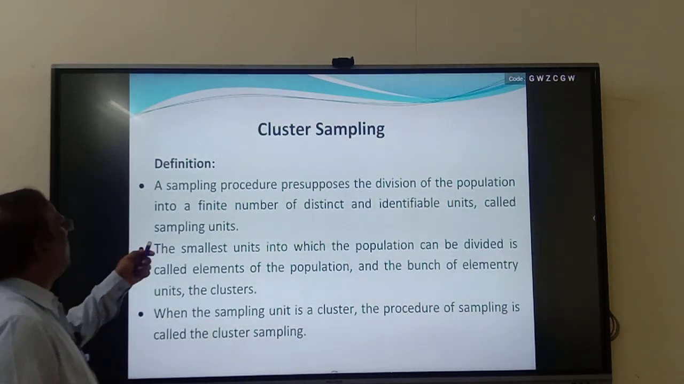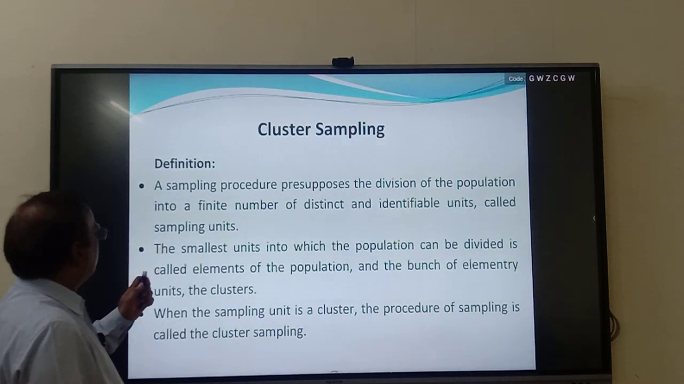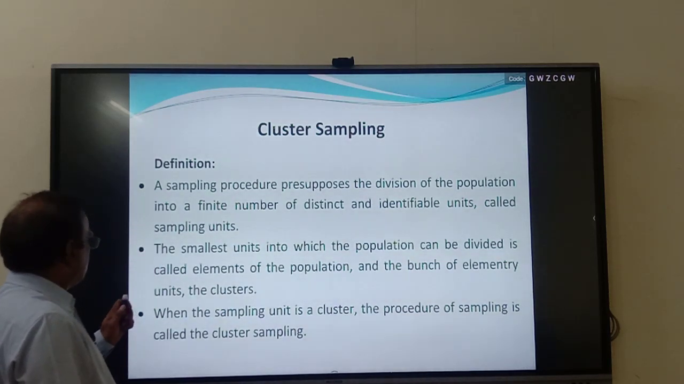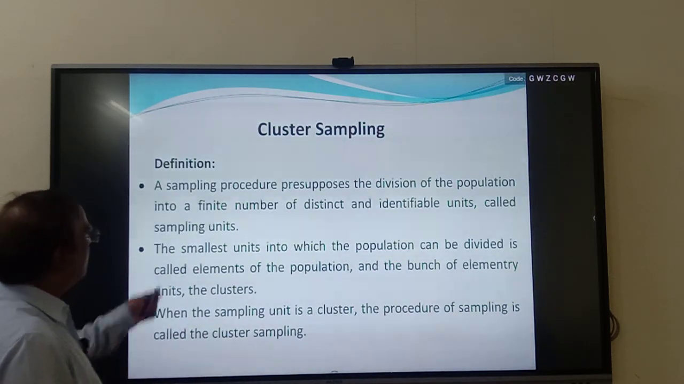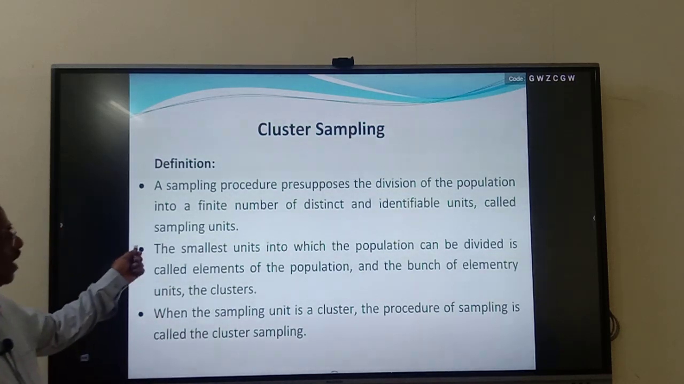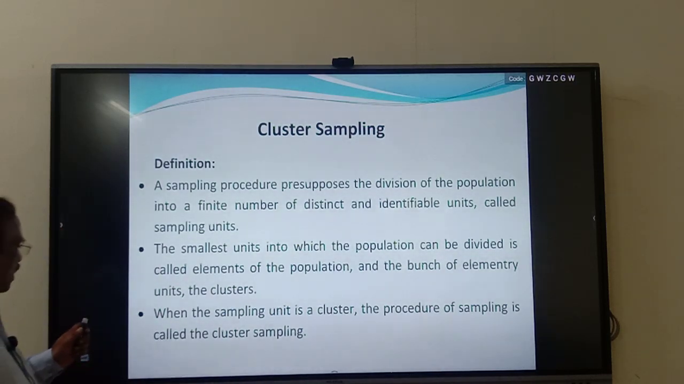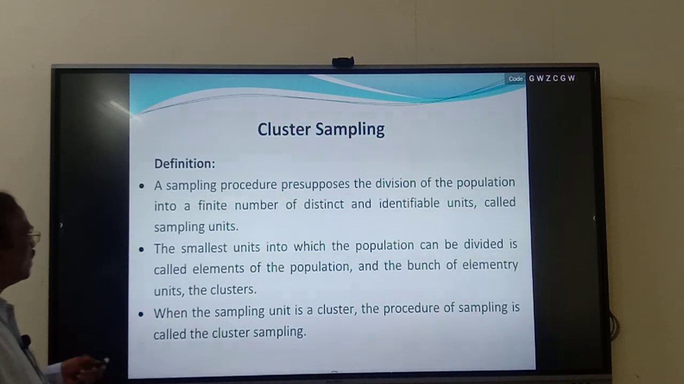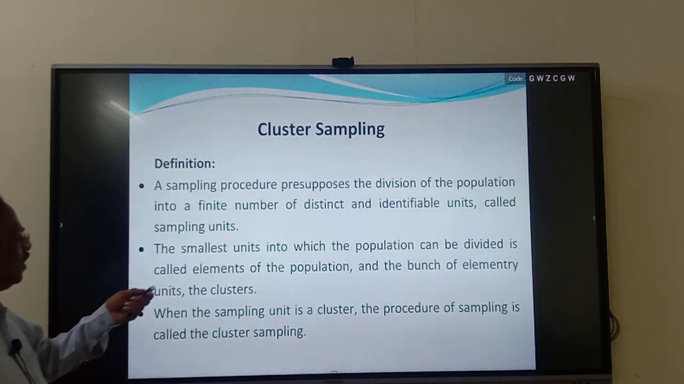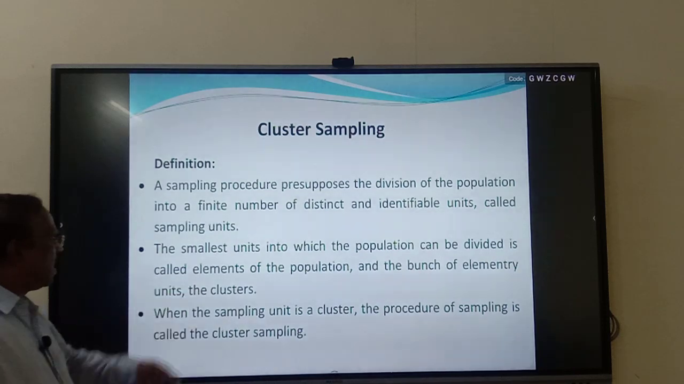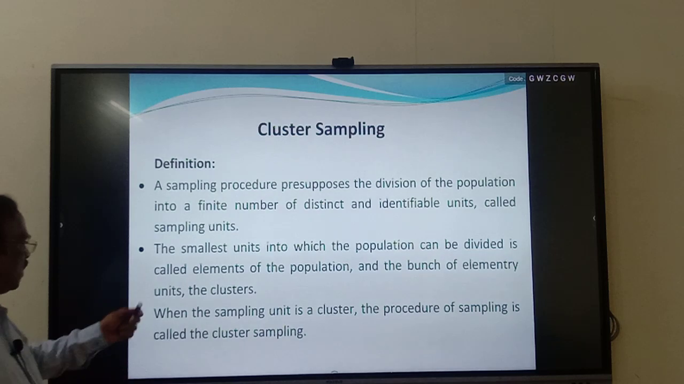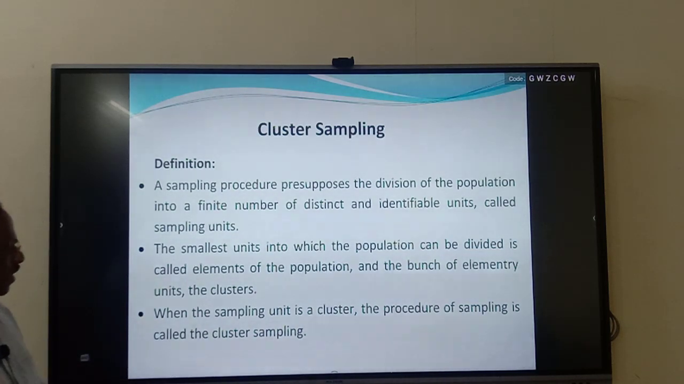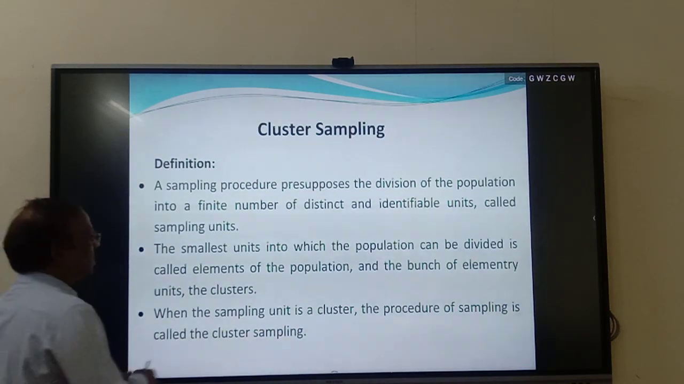So here you see that a sampling procedure presupposes division of population into a finite number of distinct and identifiable units called sampling units. The smallest units in which the population can be divided are called elements of the population, and a bunch of units, the clusters. When the sampling unit is a cluster, the procedure of sampling is called cluster sampling.